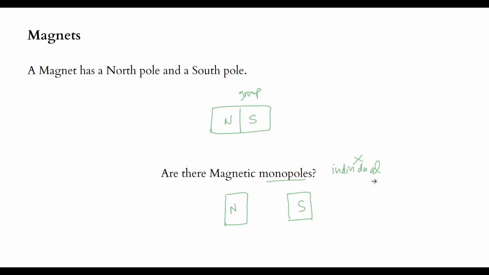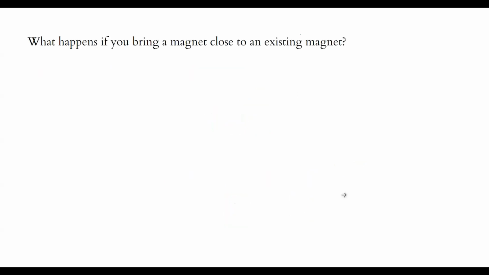And then, what happens if we bring a magnet with a north pole and south pole near to another magnet which has north and south poles? If we bring these two magnets together, what will happen? Will they attract or will they repel, as you think?